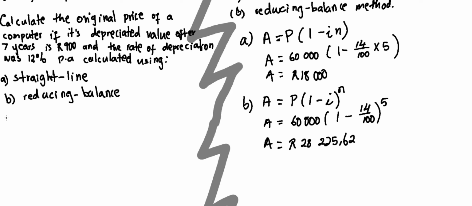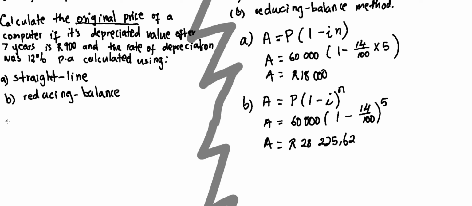They are saying calculate the original price. When they say the original price, they are talking about P, guys, the principal amount, the present value. That's the money you bought this asset with. They are saying calculate the original amount of a computer if its depreciated value after 7 years is 900 rands and the rate of depreciation was 12% per annum, calculated using a straight line.